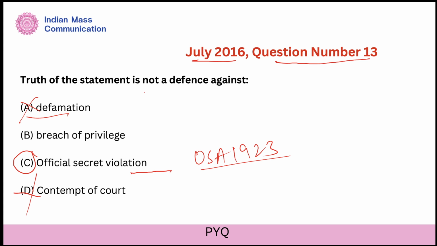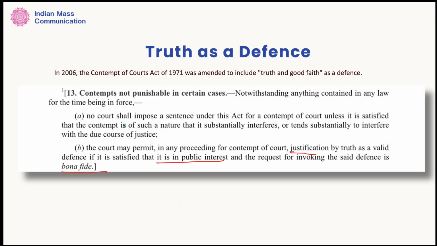So there is a small homework. Kindly go through this small act, contempt of court. It's a very small act, only covered in 7 pages. It is readily available on the internet, and go through section number 13, which clearly states that justification by truth as a valid defense, if it is satisfied in public interest and good intention, is a defense against contempt of court.